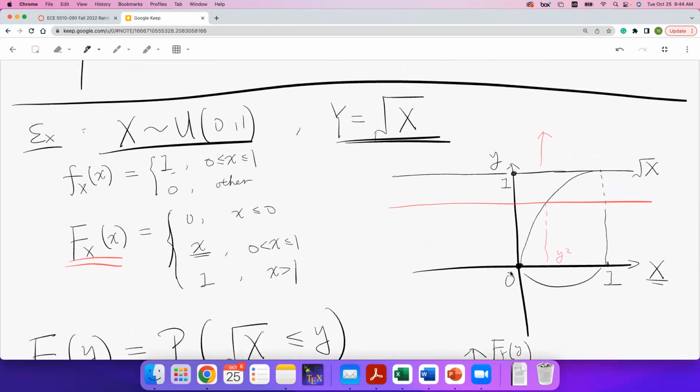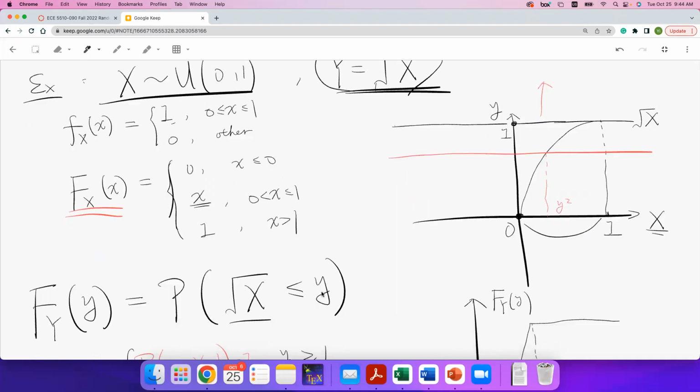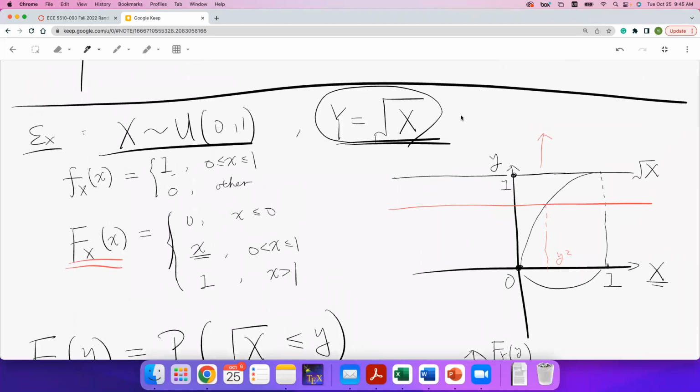Okay. So the idea is that you first sketch this function, and then you draw a horizontal line. Start from positive infinity, move it to negative infinity, and see what the intersection points are. Those intersection points define the solution of this inequality, and once you solve this inequality, everything should be clear.